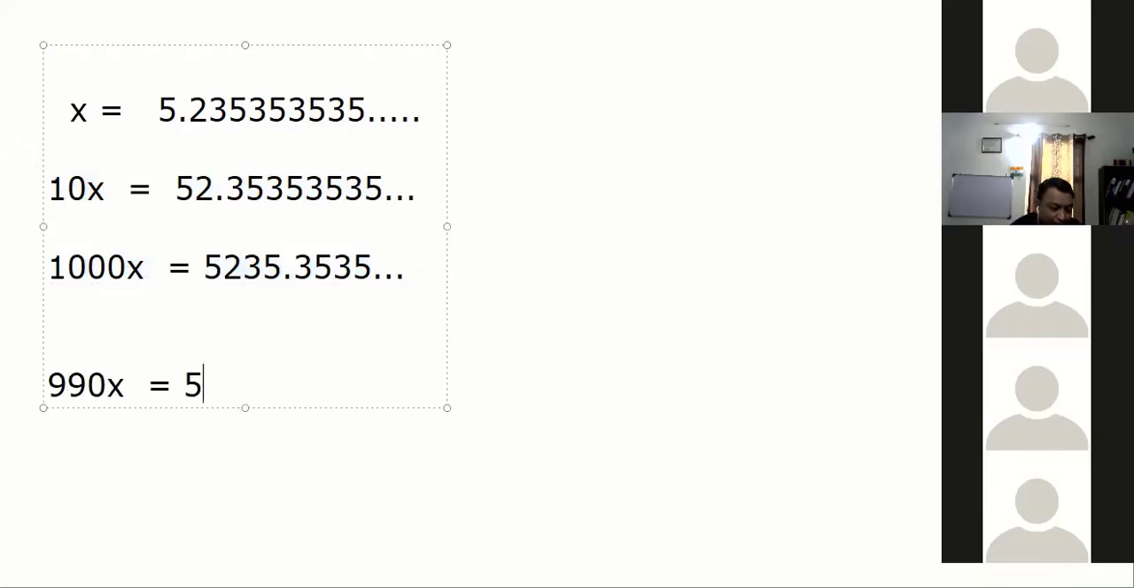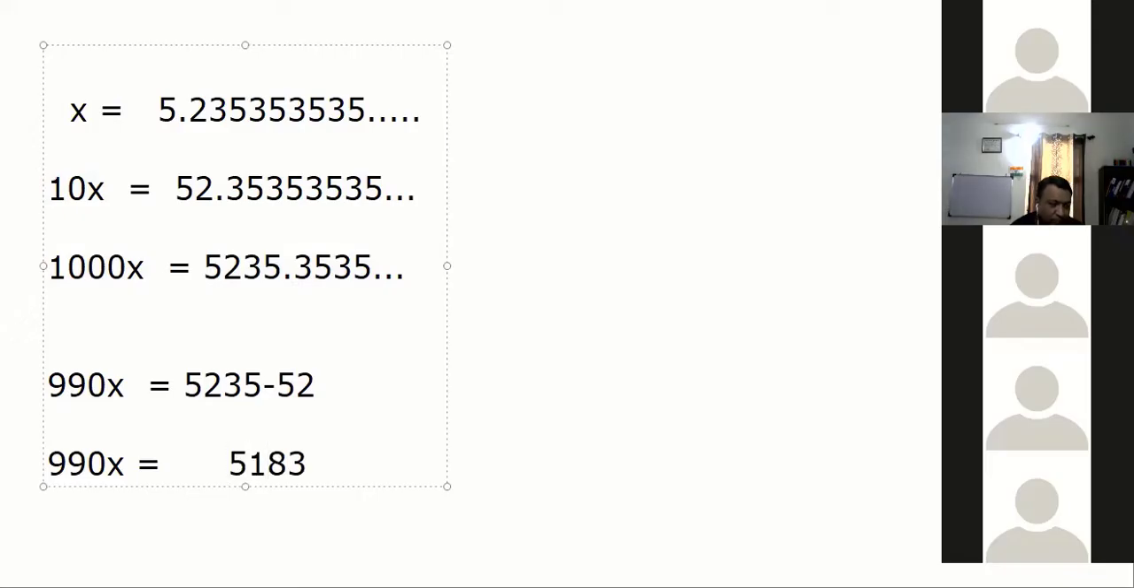5235 minus 52. The decimal is gone. So we get 990x equals how much? 5183. So my answer would be this. See the difference from the previous question to this one? Because there was an extra digit which was causing the problem. That's it.